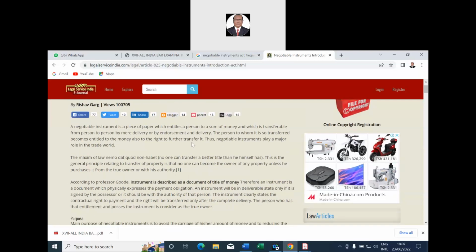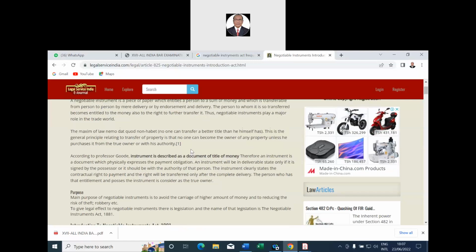So now, a negotiable instrument is a piece of paper which entitles a person to a sum of money, and it is transferable from person to person by mere delivery, or by endorsement and delivery. Suppose I ask the question, here I can frame it: a negotiable instrument is a dash. I say piece of paper. I'll say a document of paper. I say a legal document. I'd say a promissory paper. So which is the appropriate word? We can make it out.